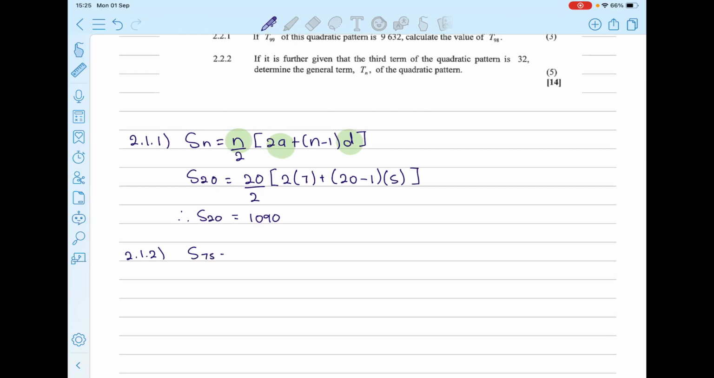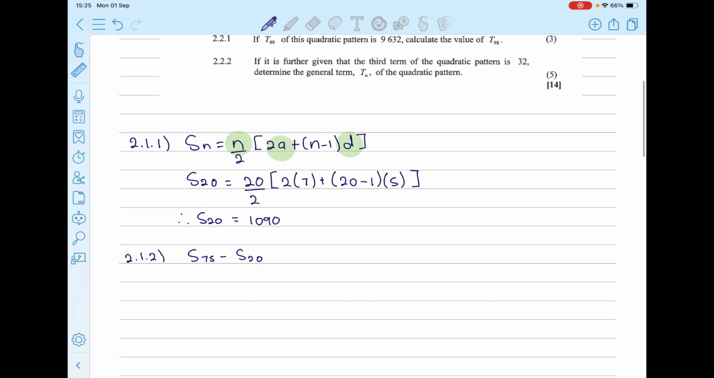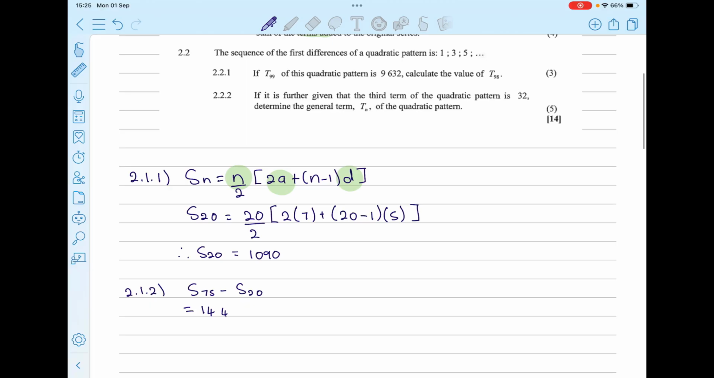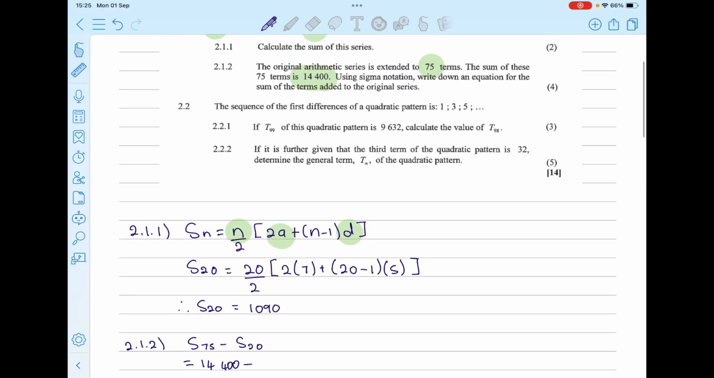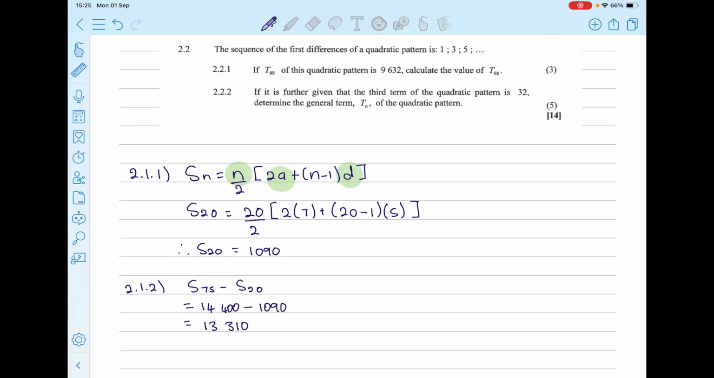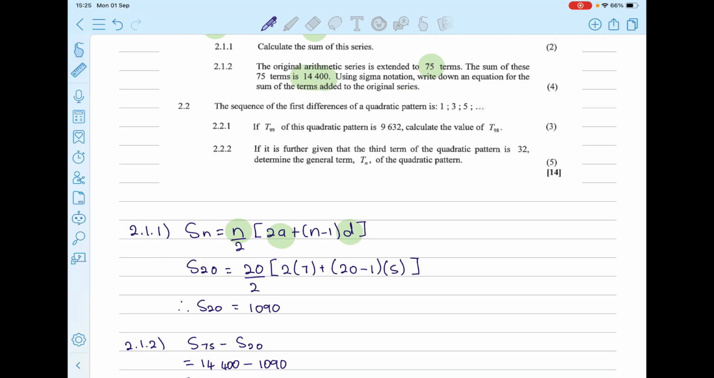So S75 minus S20 will be equal to, I'll write it here. So the sum of 75 terms is 14,400. And for 20, it's what we have. It's the 1090. Okay, so this difference will be 13,310. Okay, so that's the sum of the values from 21 up until 75.